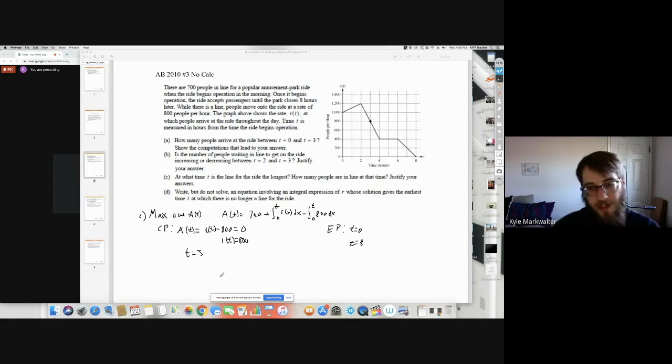It's actually kind of like that hypothetical situation earlier. So to figure out the actual value of what's going on here, we can do a couple things. One, our rate people are coming out is at 800, right? So up until this time, what do we know about the rate in? R of t is bigger than the rate out up until 3. So for this section, since R of t is bigger than the rate out, the line is growing, right?